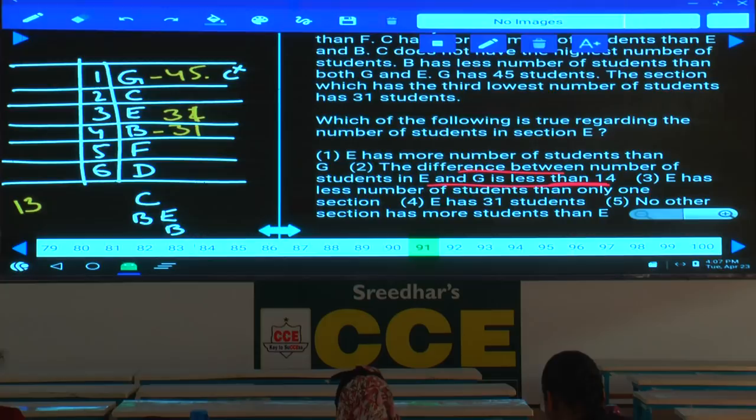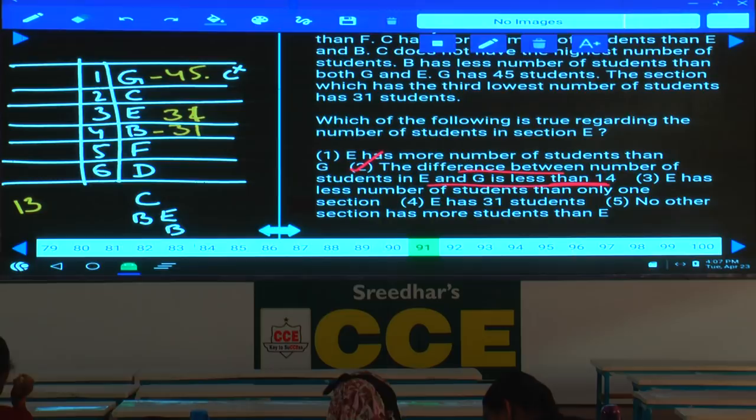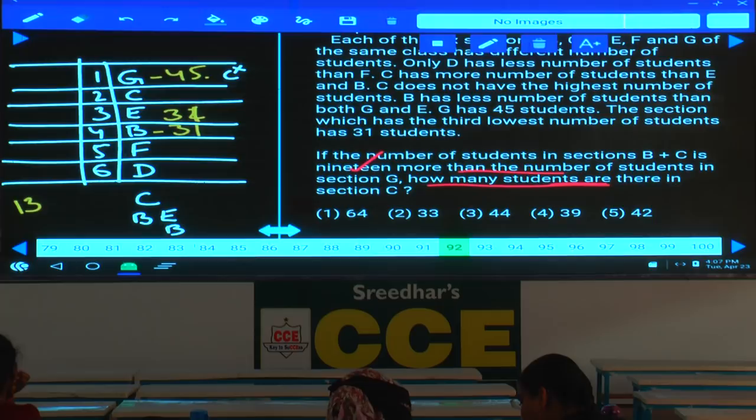It must be lesser than 14. That is always true, the choice. Done with this? Then question number 92. Now in this 92, what is the choice given to this 91? 91, tell me what it is. 5.